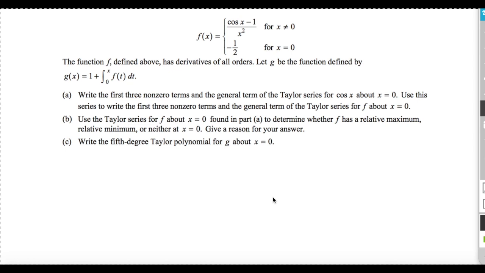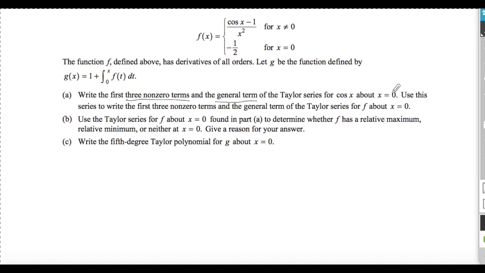Let g be the function defined by, okay, g is this function here, 1 plus the integral of f, which I see up here. Write the first 3 non-zero terms. Okay, here's some crucial information. We're looking at the first 3 non-zero terms and the general term of the Taylor series for cosine of x about x equals 0.